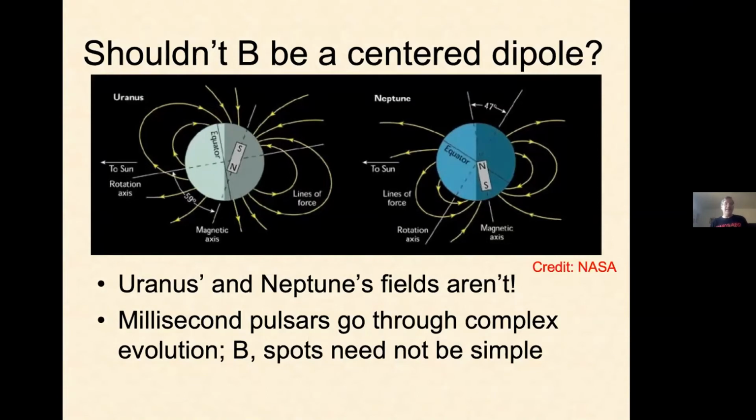Why is that? It's not just because the field spontaneously decays. Instead, probably it has something to do with the evolution, with the accretion. It's very difficult to know what's happening. There's no reason to imagine it should be simple.